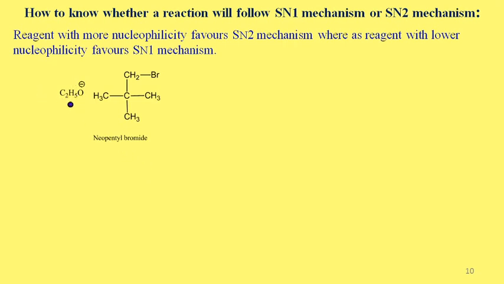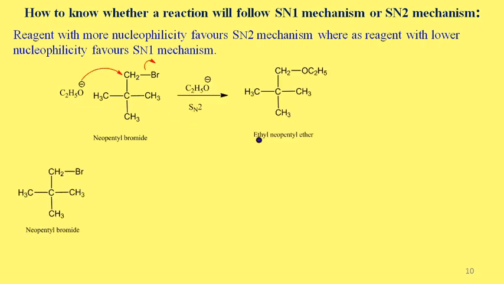that is the ethoxide ion, is present. In that case, the reaction should proceed by the SN2 mechanism, and in this case we get ethyl neopentyl ether. It reacts by the SN2 mechanism, as it is a stronger nucleophile.